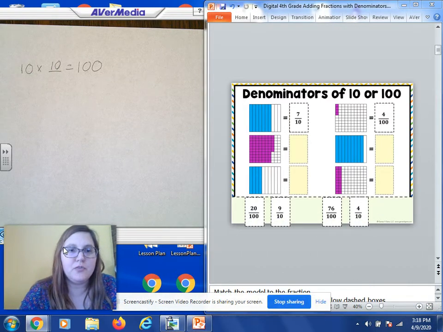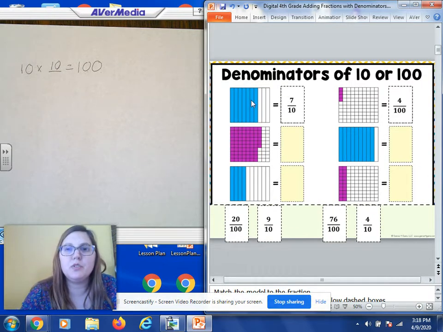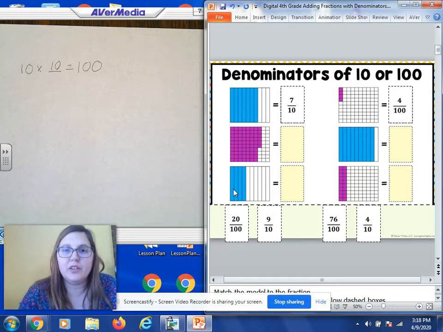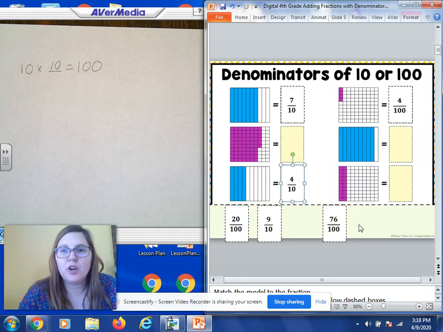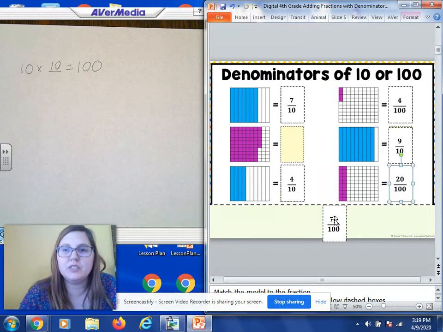I'm going to move myself over so I can make this a little bit bigger for you. The first one we're doing, all you're doing is matching the fraction to the picture. Remember, this is in tenths, so the blue ones will be equal to tenths. If I look at this one, 1, 2, 3, 4 tenths, so I'm going to drag and drop that. 1, 2, 3, 4, 5, 6, 7, 8, 9 tenths, I'm going to drag and drop that one. Now I have 2 bars shaded in purple, so that's going to give me 20 hundredths. That leaves this one as 76 hundredths.